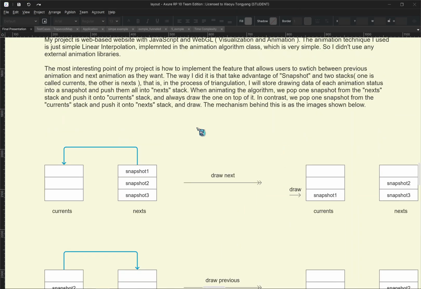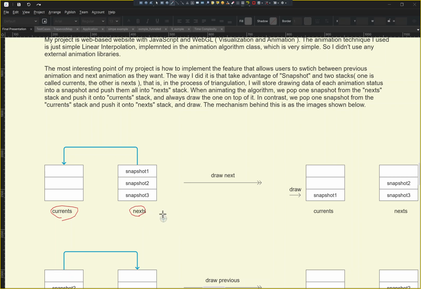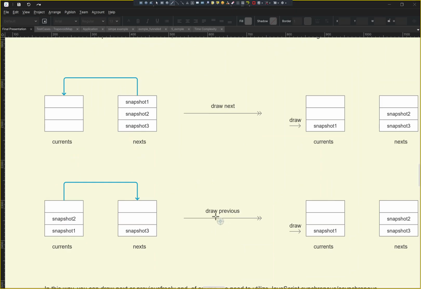The way I do it is to initialize two stacks, and as you can see, one is the current stack and the other is the next stack. Initially we will push all snapshots into the next stack in this way. And when you draw next animation, you pop a snapshot from the next stack and push it onto the current stack, and always draw the snapshot on the top of the current stack. This picture shows what I said. In contrast, when you draw previous animation, you pop a snapshot from the current stack and push it onto the next stack, and also always draw the one on the top of the current stack. In this way, you can switch between next and previous animation.